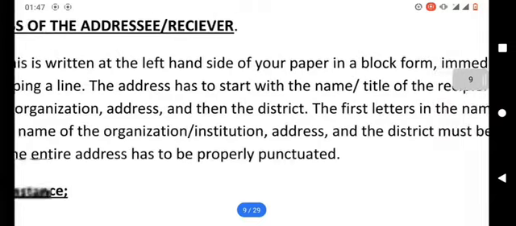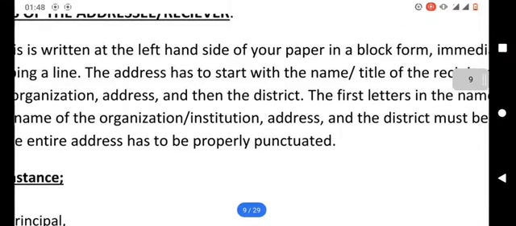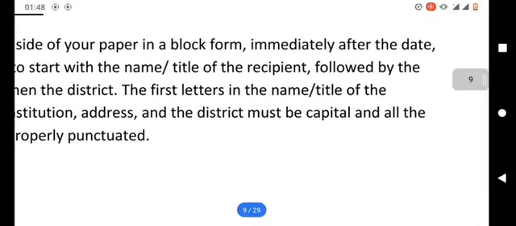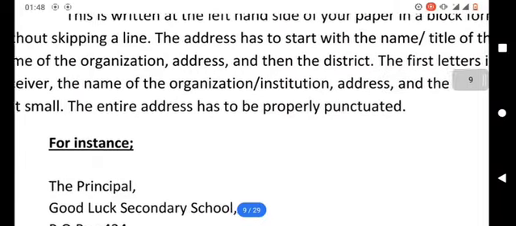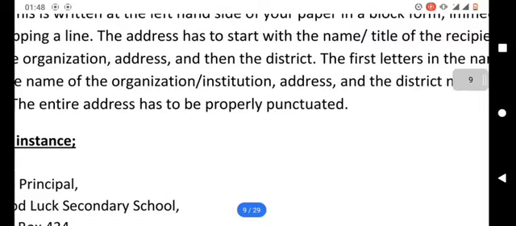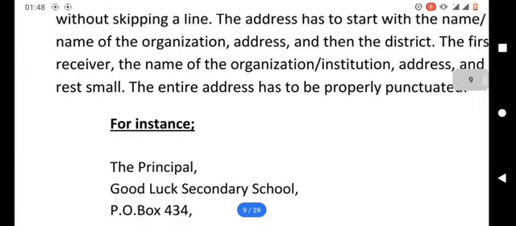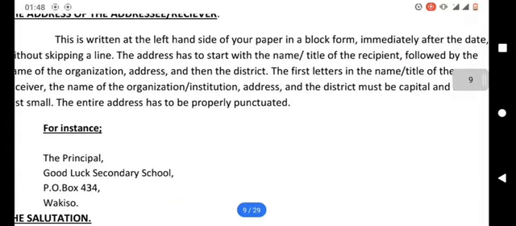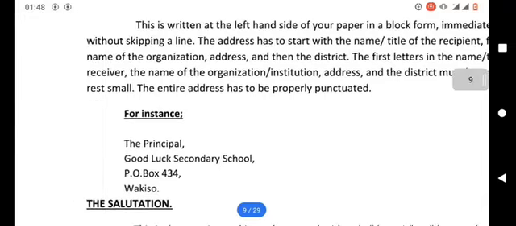Immediately after the date, without skipping a line, the address has to start with the name or title of the recipient, followed by the name of the organization, address, and then the district or place or town. The first letters in the name or title of the receiver, the name of the organization or institution, address, and the district or town must be capital, and all the rest small. The entire address has to be properly punctuated.